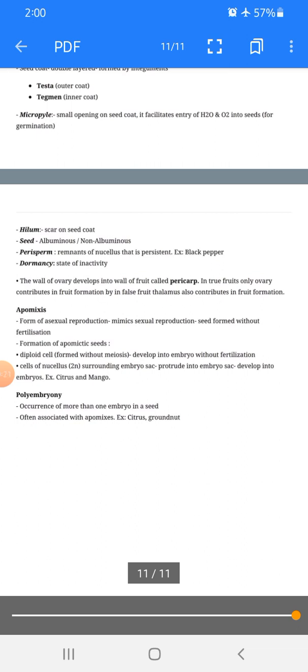Apomixis is a form of asexual reproduction that mimics sexual reproduction in which seed is formed without fertilization. It is the formation of seeds without meiosis, where diploid cells develop into an embryo without fertilization. Cells of the nucellus surrounding the embryo sac protrude into the embryo sac, developing into embryos. Polyembryony is the occurrence of more than one embryo in a seed, and is often associated with apomixis.